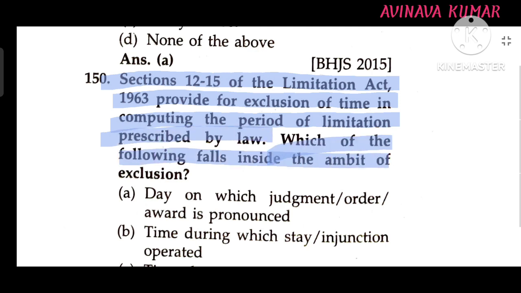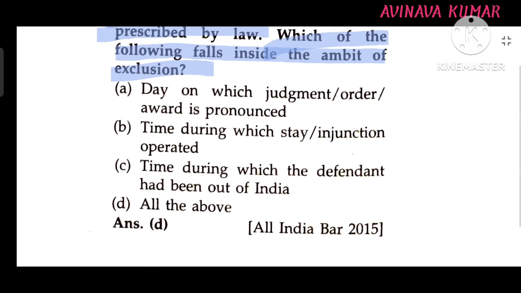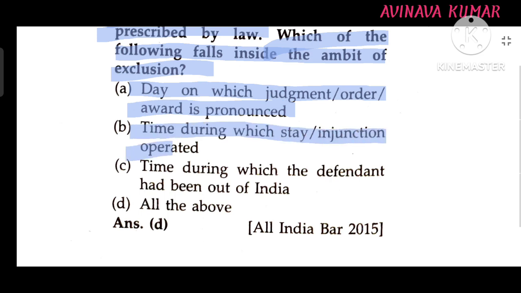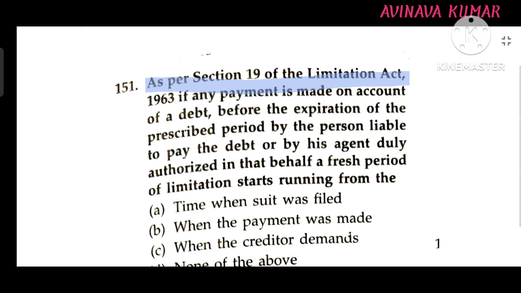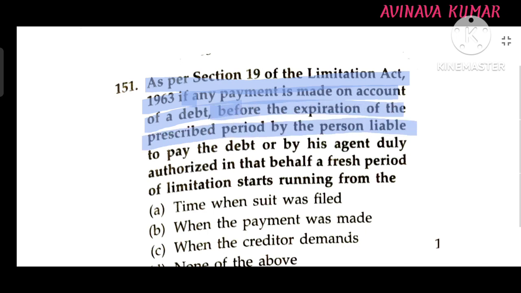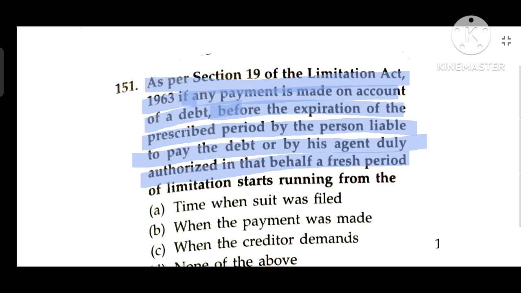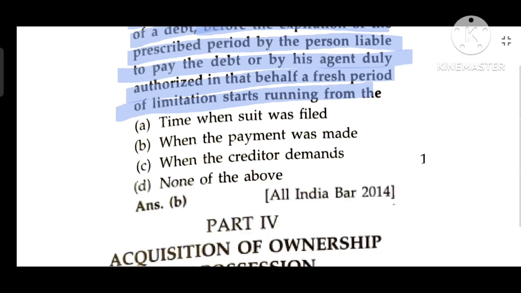Which of the following fall inside the ambit of exclusion? Day on which the judgment, order or award is pronounced, time during which a stay or injunction operated, time during which the defendant has been out of India. As per Section 19 of the Limitation Act, if any payment is made on account of a debt before the expiration of the period prescribed by the person liable to pay the debt or by his agent duly authorized in that behalf, a fresh period of limitation starts running from when the payment was made.